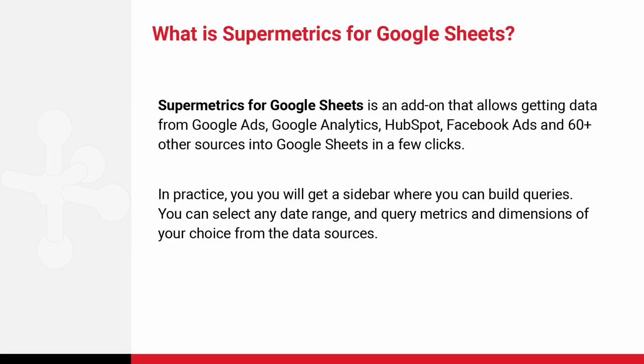So, what is Supermetrics for Google Sheets? Supermetrics for Google Sheets is an add-on that allows getting data from Google Ads, Google Analytics, HubSpot, Facebook Ads, and 70 more data sources into Google Sheets in a few clicks. In practice, what you'll get is a sidebar at the side of your Google Sheet where you can build and run queries. You can select any date range and query metrics and dimensions of your choice from the data source.